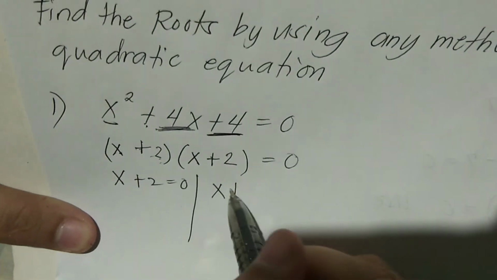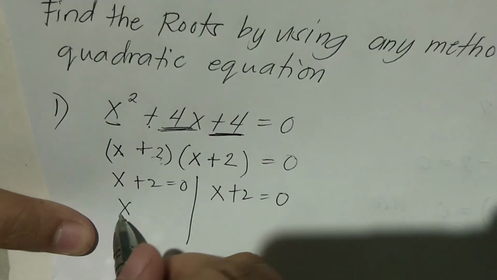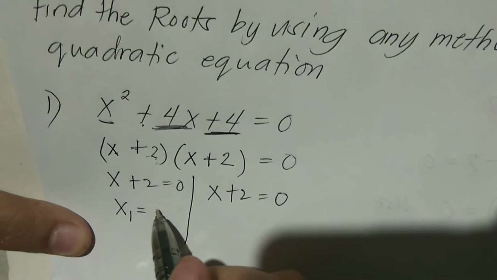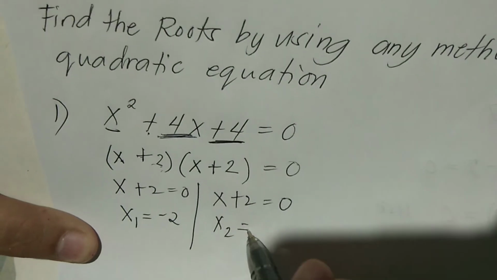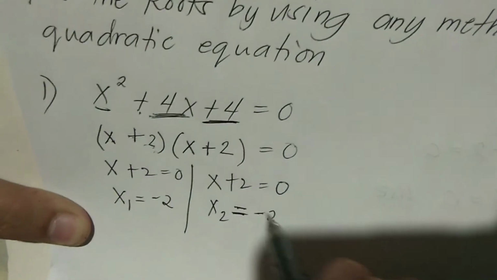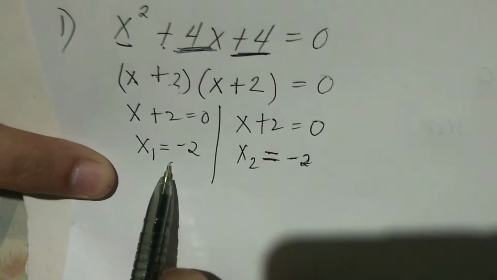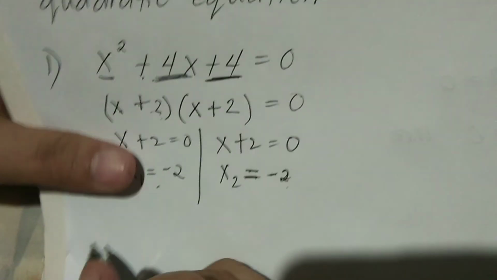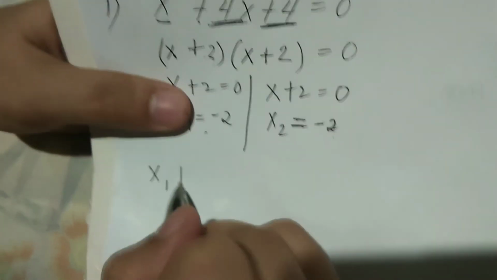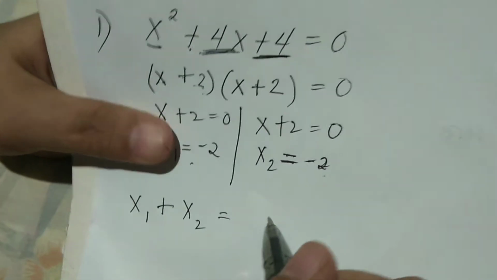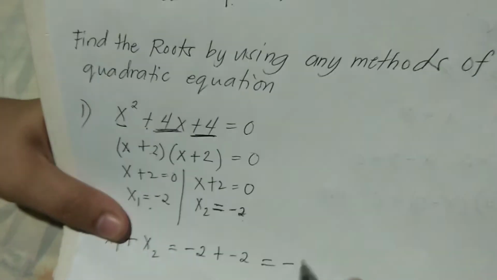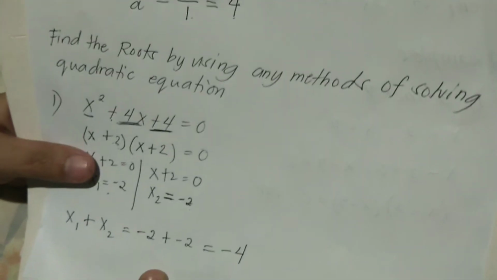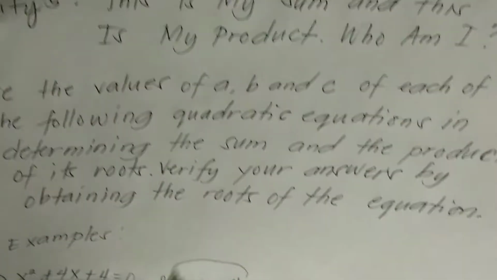Equate natin siya sa 0. So, we have x sub 1 is equal to negative 2. X sub 2 is equal to negative 2. So, the roots are negative 2 and negative 2. So, kung kukunin natin yung sum niya, x sub 1 plus x sub 2 is equal to negative 2 plus negative 2. Ang sagot po dyan ay negative 4. So, nasatisfy natin yung sum niya na negative 4.